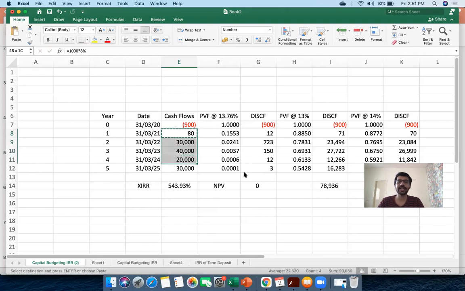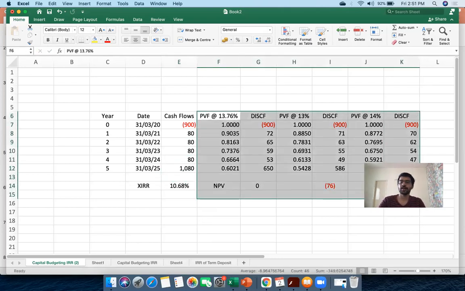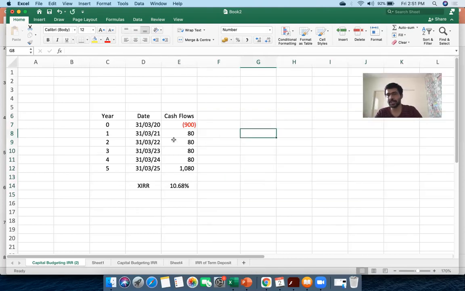So I received 80, 80, 80 for 4 years, and in the last year I received 1080, being the face value plus the coupon that I receive on maturity. Now the XIRR, using the formula that we already had, is 10.68%. This means that if I invest in this bond by paying 900 today and I receive 80 at the end of each year, and then I also receive face value of 1000 at the end of year 5, the return that I would be earning is 10.68%.